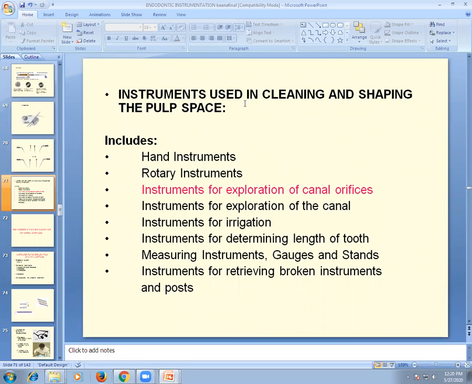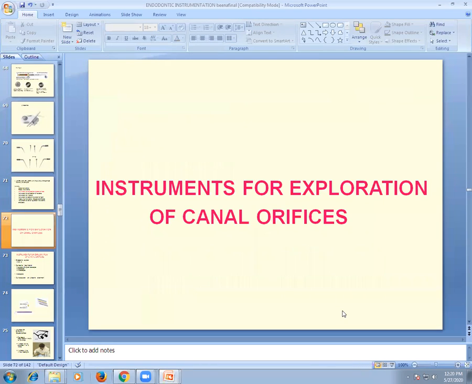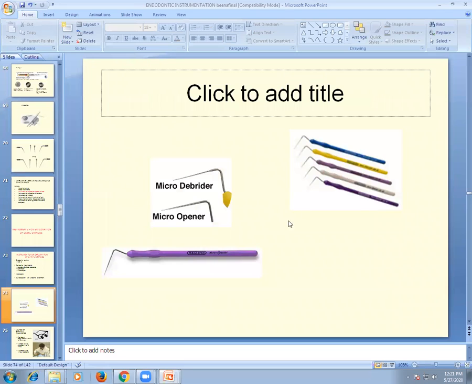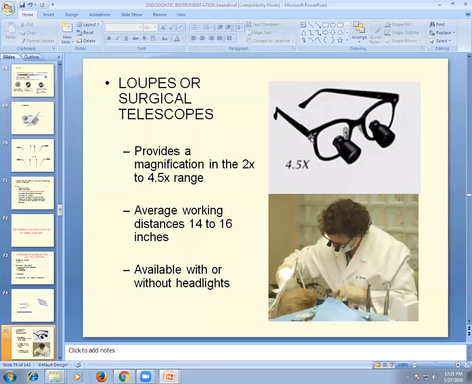Now coming to the instruments used in cleaning and shaping of the pulp, for exploring of the canal orifices. These are the endodontic explorers, that is the DG16s, and for magnification, there are the surgical telescopes or loops, you can say, oroscopes and microscopes. We are not going into the details of all this, just I'll show you a picture of the loops and the microscopes, what are those. And then there are these micro openers and cutting explorers. Okay. So these are the micro debrider, micro opener, and these are the loops.